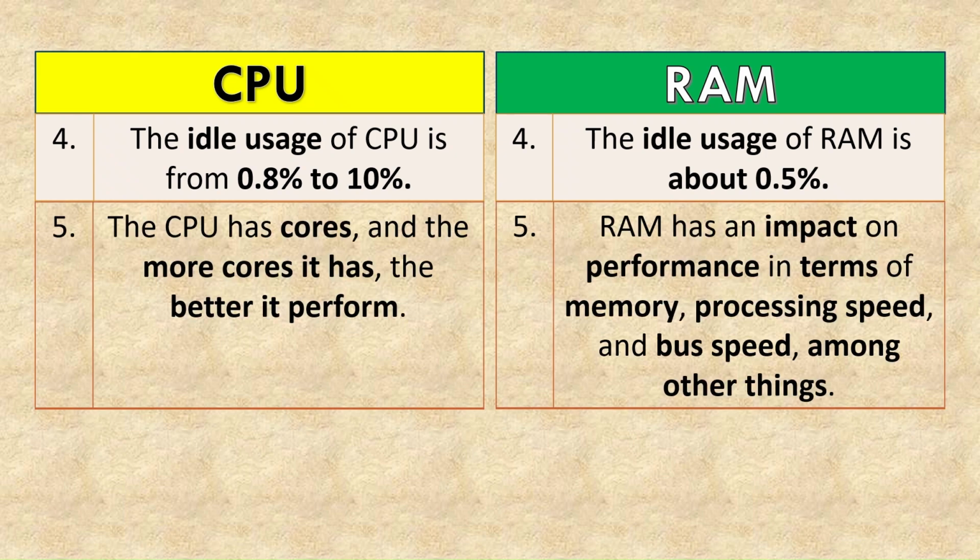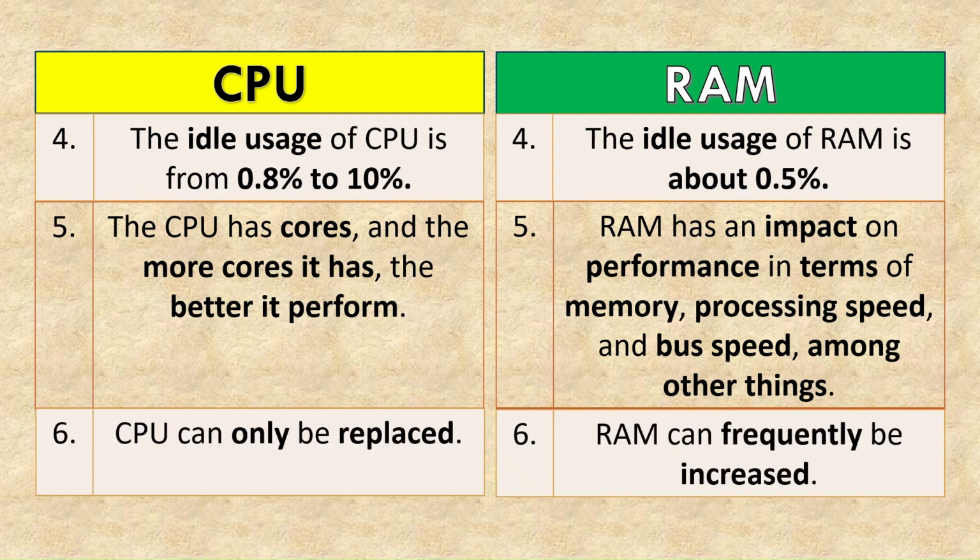The CPU has cores, and the more cores it has, the better it performs. RAM has an impact on performance in terms of memory, processing speed, and bus speed, among other things. CPU can only be replaced. RAM can frequently be increased.